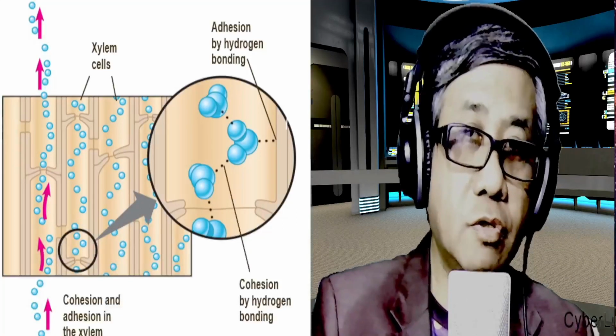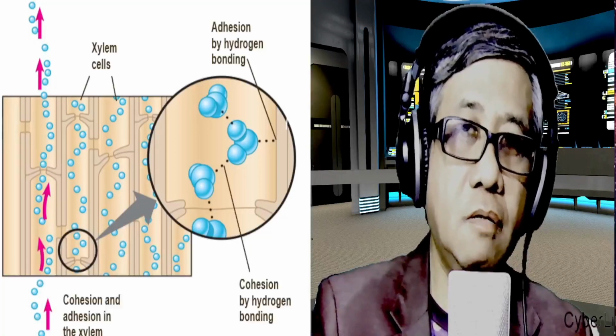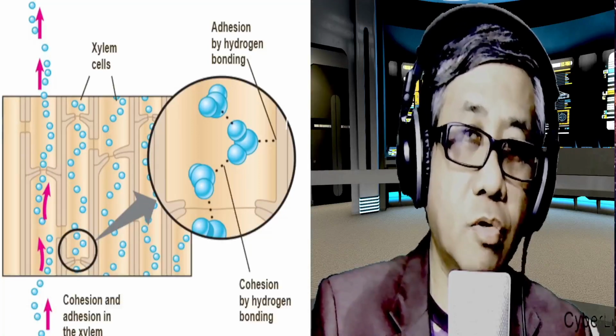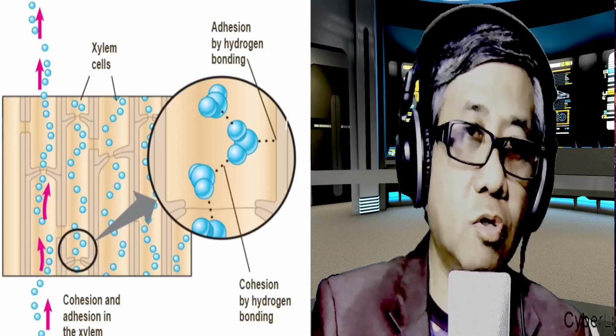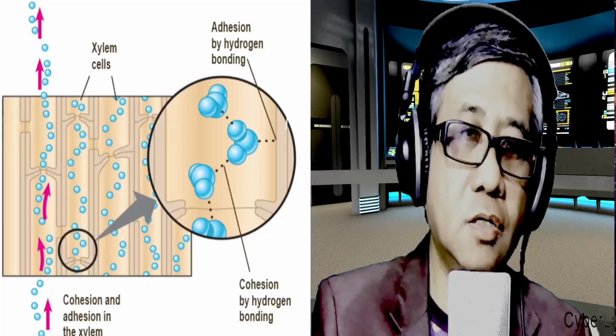These water molecules again are attracted by hydrogen bonding through cohesion, and also these water molecules are attracted to the walls of the xylem by adhesion.